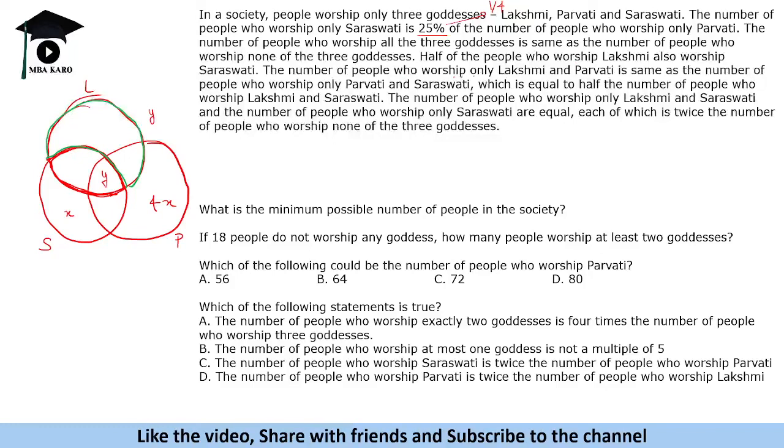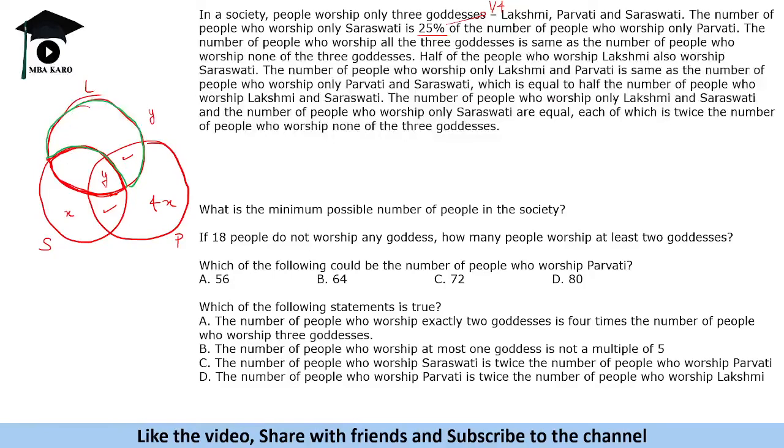The number of people who worship only Lakshmi and Parvati is same as the number of people who worship only Parvati and Saraswati. Only Lakshmi and Parvati, that is this part, is same as the number of people who worship only Parvati and Saraswati. So this part is equal to this part, which is equal to half the number of people who worship Lakshmi and Saraswati. Okay, now this is this plus this. So let us just put it on hold. We will come to it later.